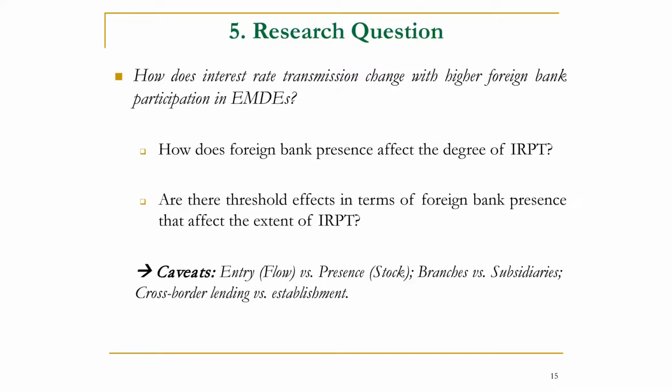So from here I think we can jump to the results because there's only one methodology slide I have to talk about. Essentially we're interested in looking at how foreign bank presence affects the interest rate pass-through, and whether there are threshold effects. The caveat to keep in mind is we don't have good data on entry, so we have data on stocks, which is foreign bank presence. We don't cover cross-border lending, and we don't make the distinction between branches and subsidiaries because we're dealing with assets data. Now, standard fixed effects, country fixed effects, time fixed effects.